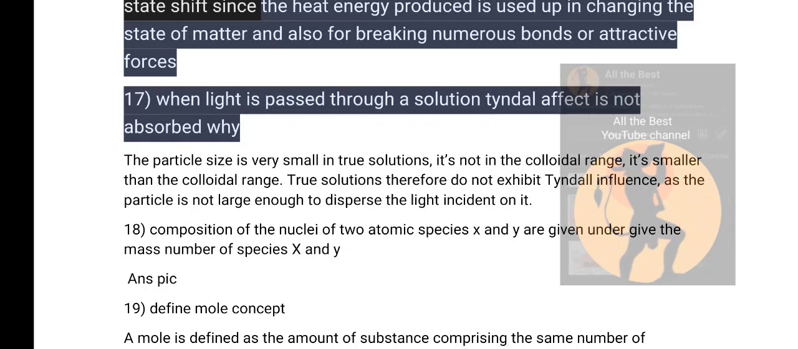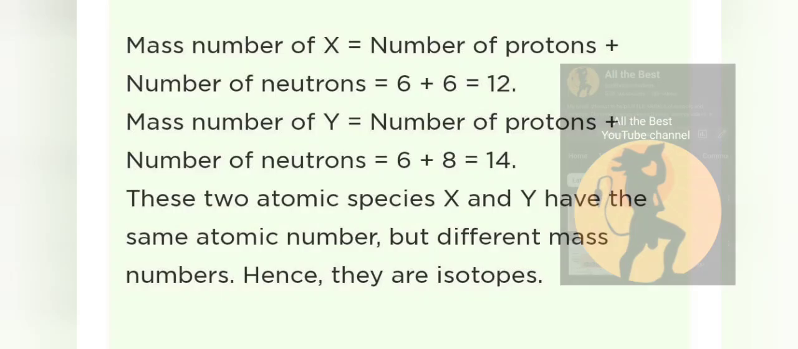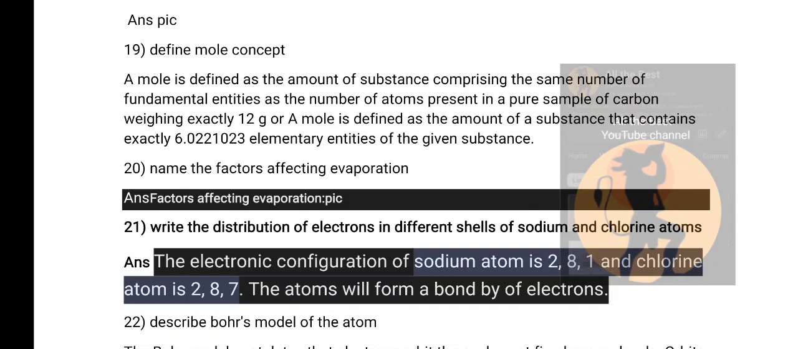incident on them. Next, the composition of the nuclei of the two atomic species X and Y are given. Find the mass numbers of species X and Y. See, the mass number of X is equal to the number of protons plus the number of neutrons, which is 6 plus 6, which is equal to 12. The mass number of Y is equal to the number of protons plus the number of neutrons, which is 6 plus 8, which is equal to 14. So these two atomic species X and Y have the same atomic number but different mass numbers. Hence they are isotopes.